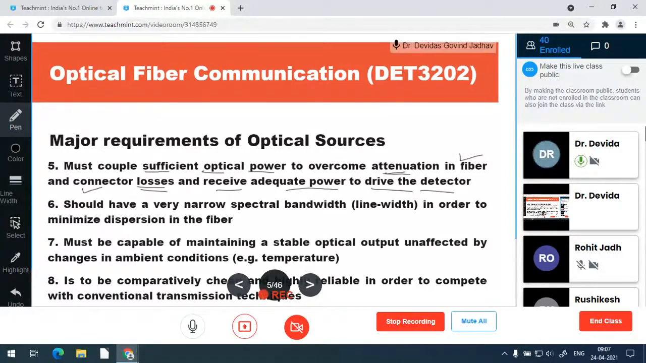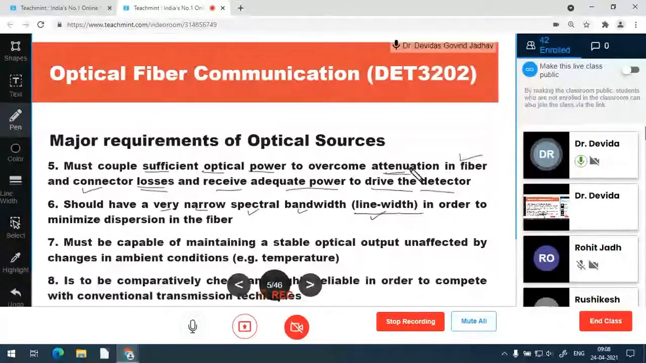So one problem we have solved: to maintain the minimum detector power, how much minimum input power is required. That we have calculated. Next, the source should have a very narrow spectral bandwidth. Spectral bandwidth is called line width, isn't it? It is needed in order to minimize dispersion in the fiber. So the source should have a very narrow spectral bandwidth, called line width.